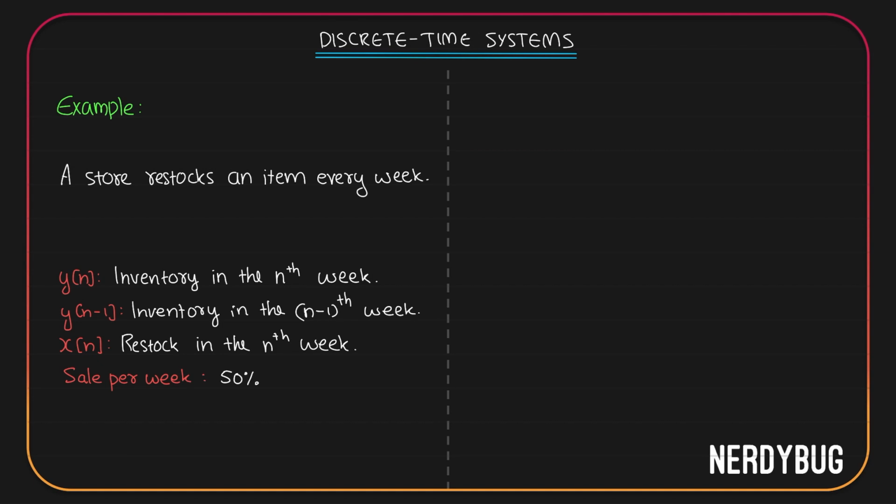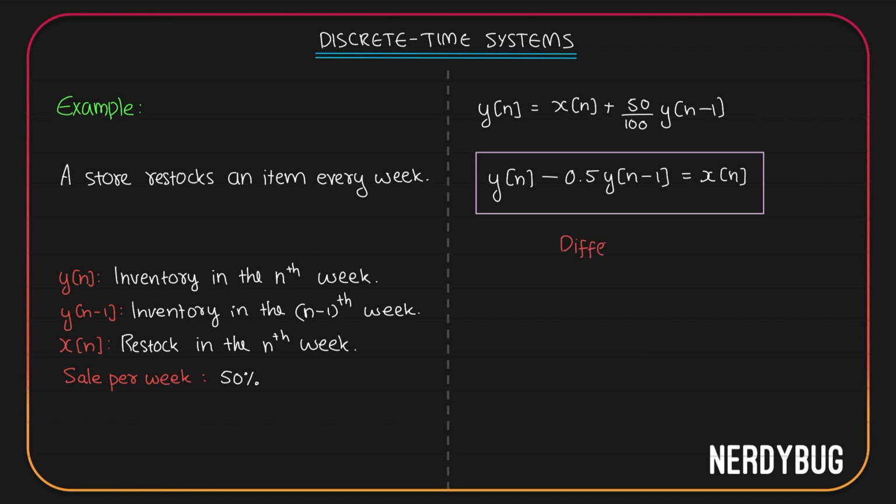So let's write down what will be y of n. Obviously, I am adding x of n. This is the new items I'm bringing. So I'll have x of n plus whatever I had in the previous week, 50% is sold. So the rest 50% will be there. So I have 50% of y of n minus 1 as well. Let's bring this term to the other side. So we get y of n minus 0.5 y of n minus 1 is equal to x of n. Obviously, this is also a difference equation.